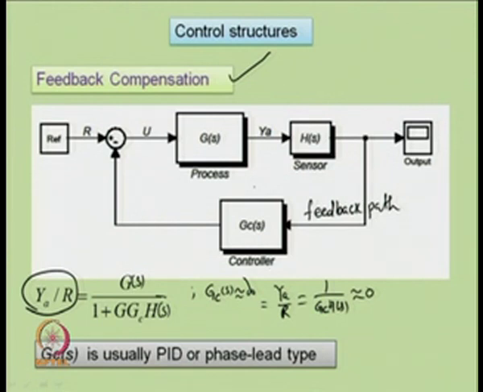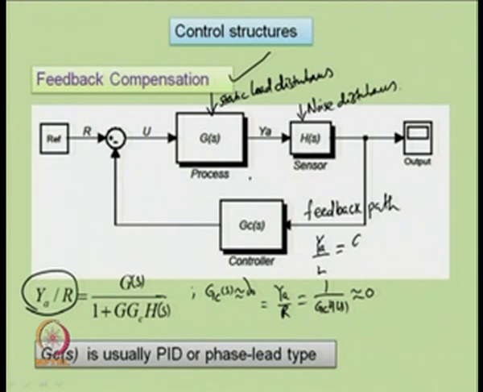Where do we have those disturbances? The controller may not introduce any disturbance. The process might be subjected to static load disturbances, and the sensor is subjected to noise disturbances. Now, using the principle of superposition, it is not difficult to find the transfer function y a upon L, which can again be given in the form of G s upon 1 plus G G c H s.